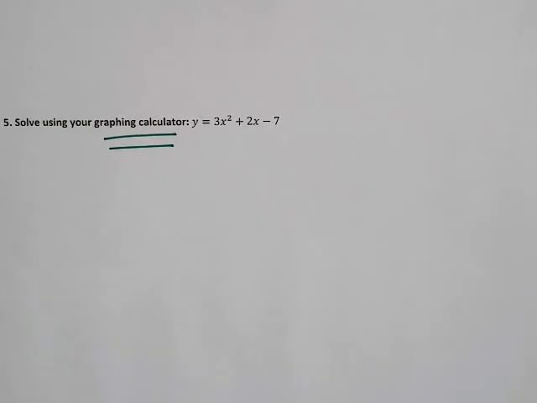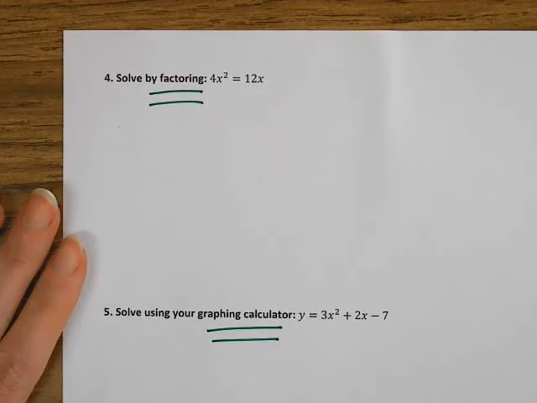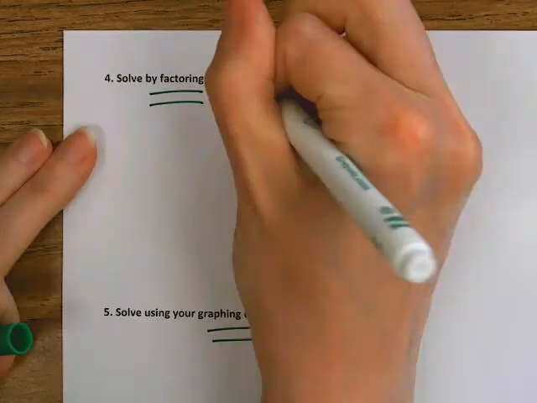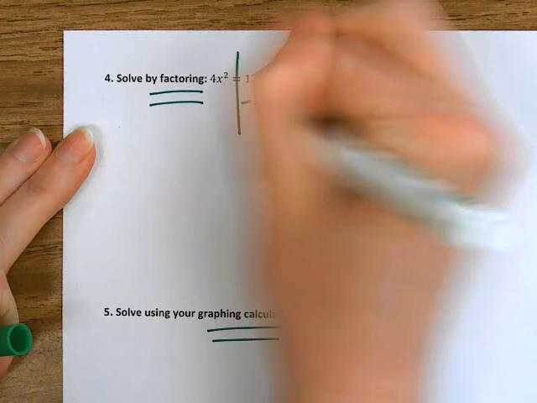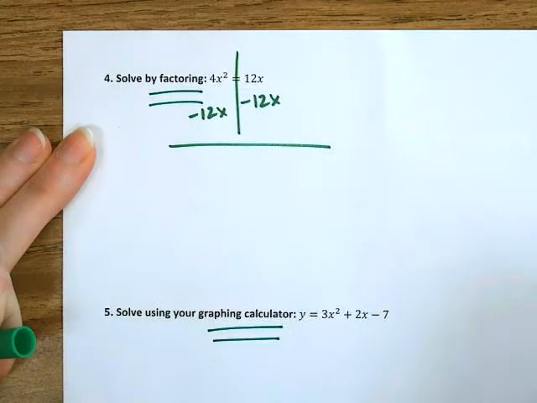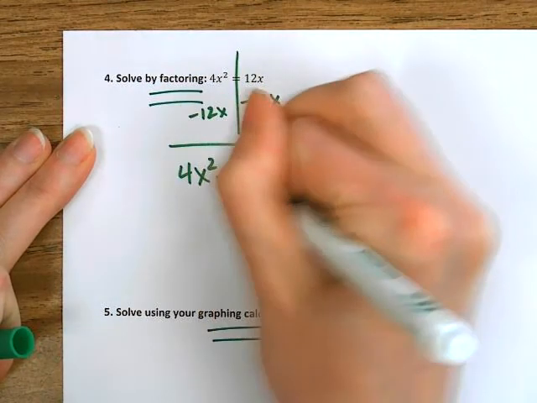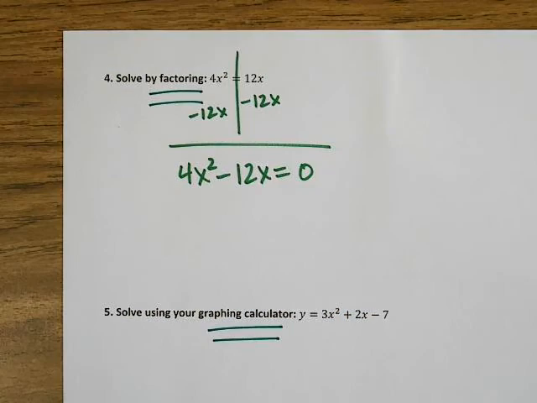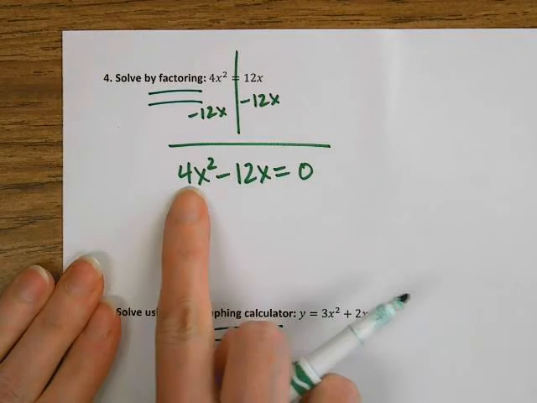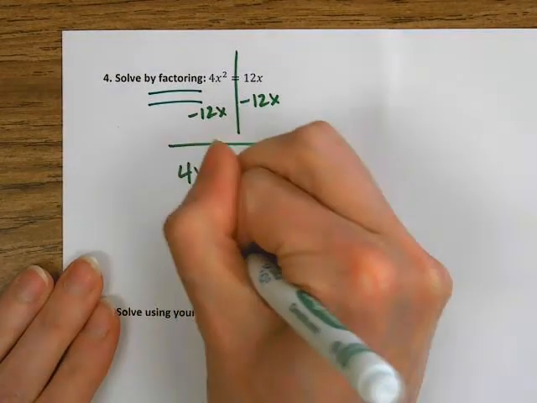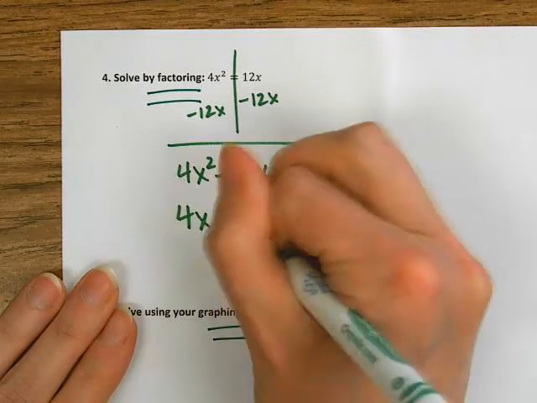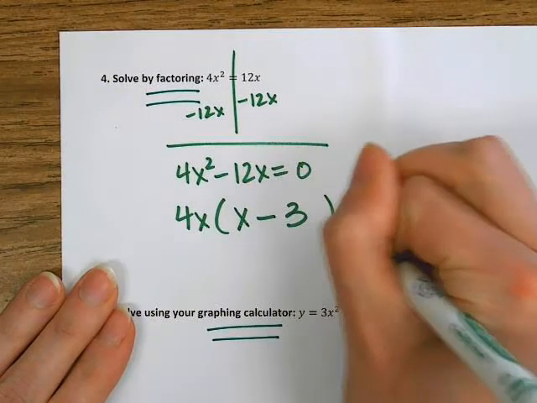Okay, solve by factoring. It depends on what type it is. This one, remember you always want to get it equal to 0 first. So I'm going to draw the wall and subtract the 12x over here. So we have 4x squared minus 12x equals 0. And then this one, they both have common factors. So I'm going to divide out a GCF of 4x. And if I divide that out, I'm left with 1x minus 3.